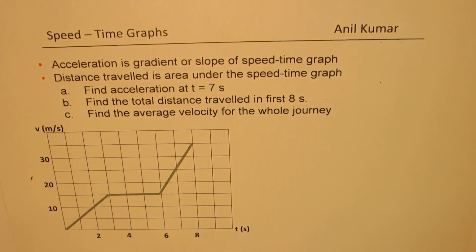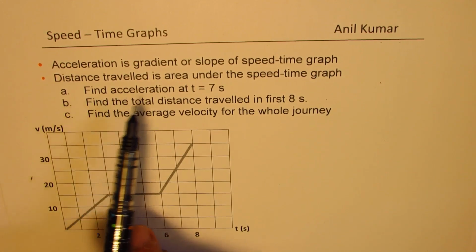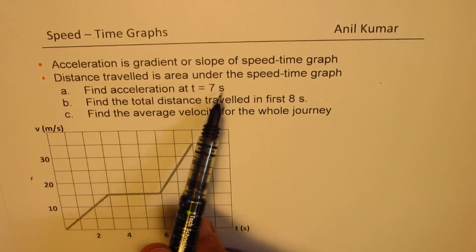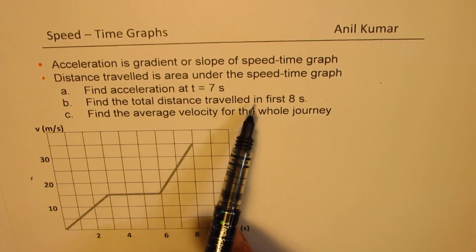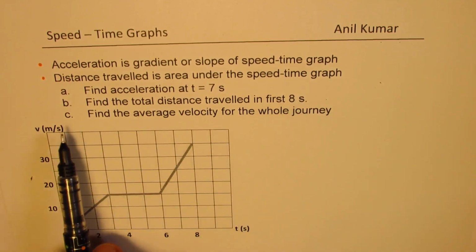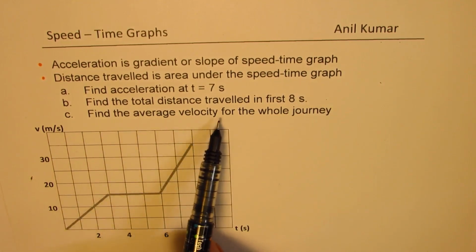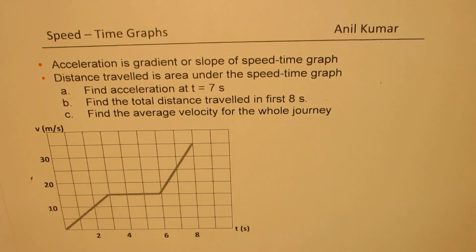You can always pause the video, answer these questions, and then look into my suggestions. The very first one is: A, find acceleration at t equals 7 seconds. B, find total distance traveled in the first 8 seconds. And C, find average velocity for the whole journey. So let's see how to answer them one by one.